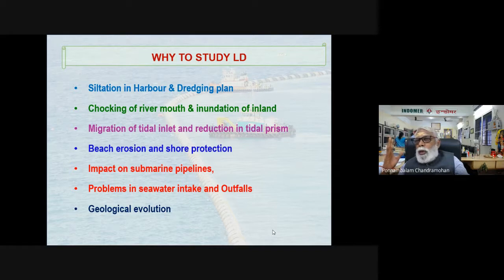There are so many seawater intakes and effluent outfalls throughout the world, also in India. Those facilities, either intakes or outfalls, should not get choked up. If the littoral drift covers the intake, then we cannot make use of it anymore. And also, overall, any morphological formation is the evolution of geological years.